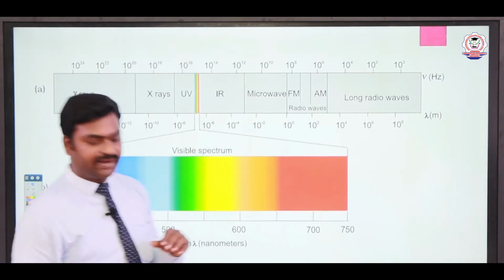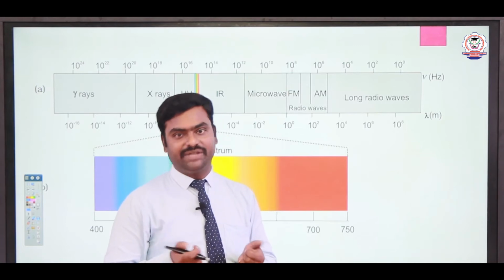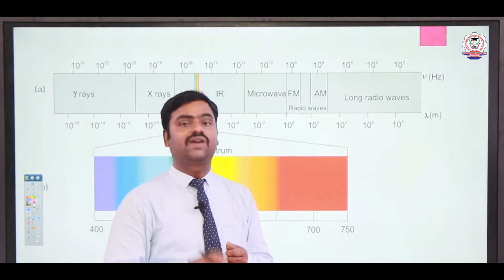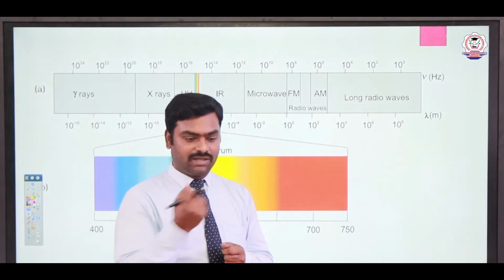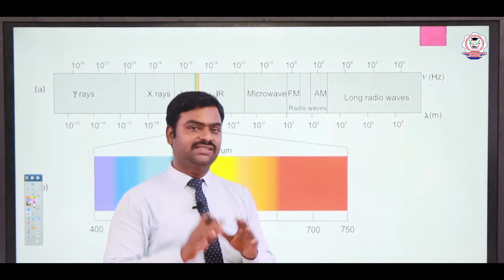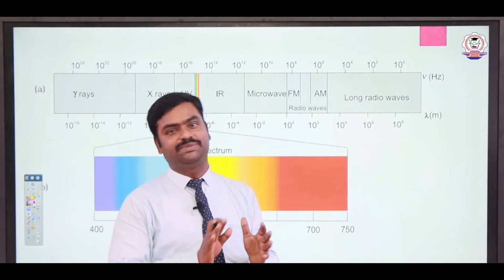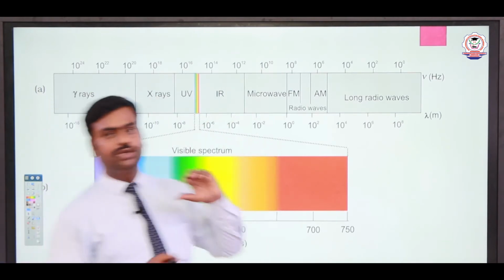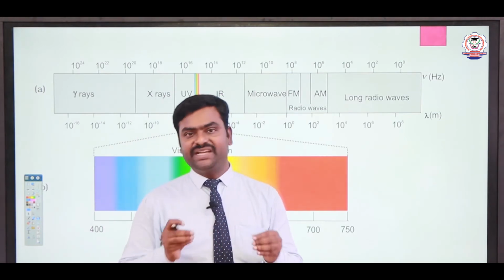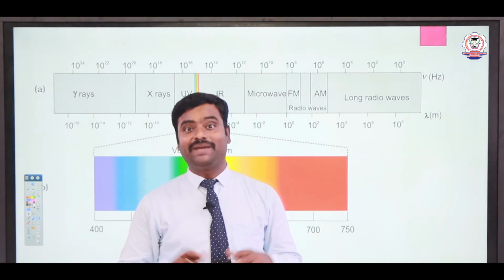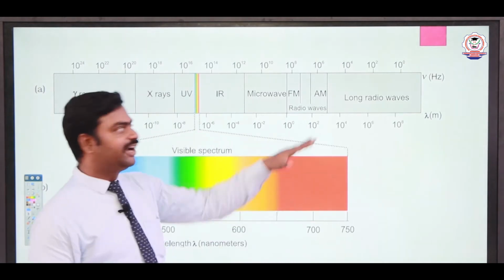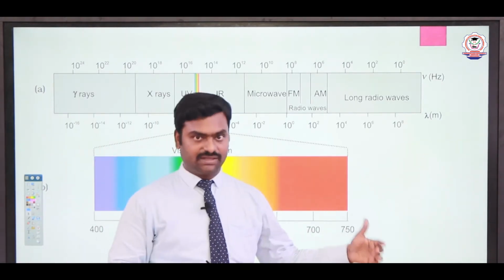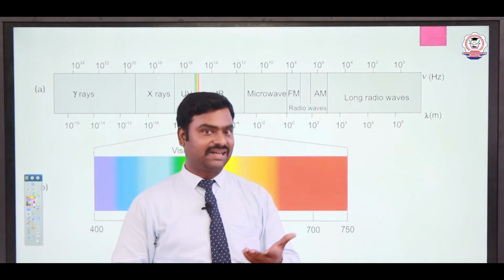Next, IR, infrared. It is used in our TV remote controls. The TV remote control generates the IR ray, which is detected by the TV, and the programs may be changed. Next, microwave. They are used to increase the temperature of a particular object, as in the microwave oven. Next, radio waves are used to transmit messages, radio as well as our dish connections.